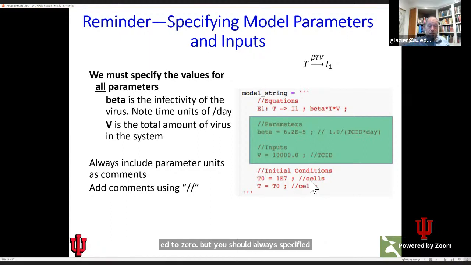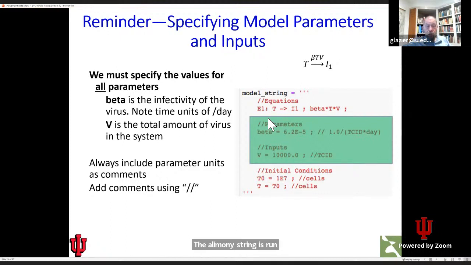One thing that's a little bit complicated to get used to in Antimony is that the code is not executed in a linear fashion every time the Antimony string is run.